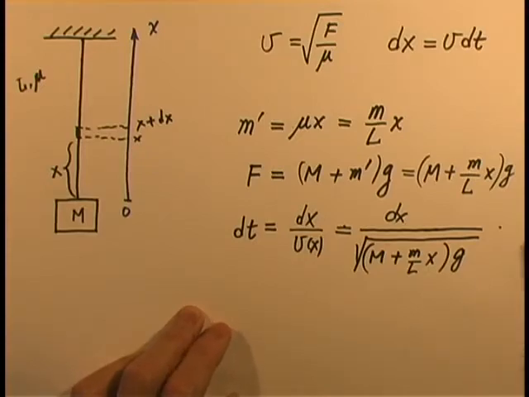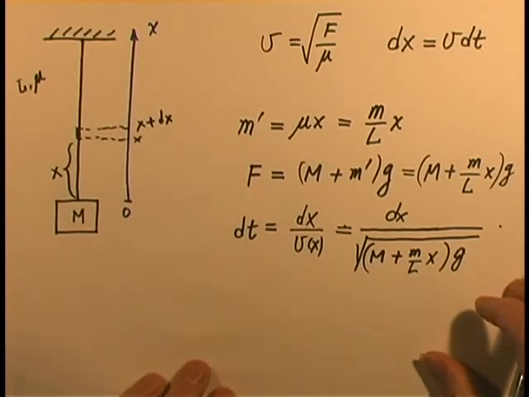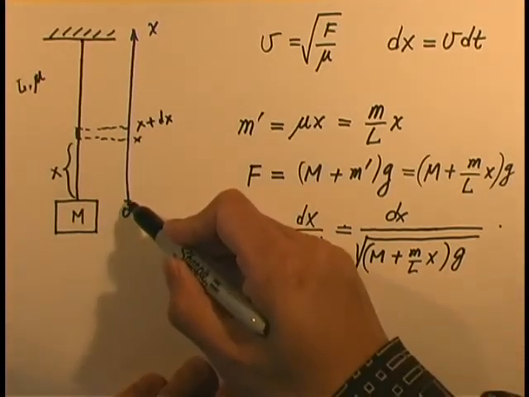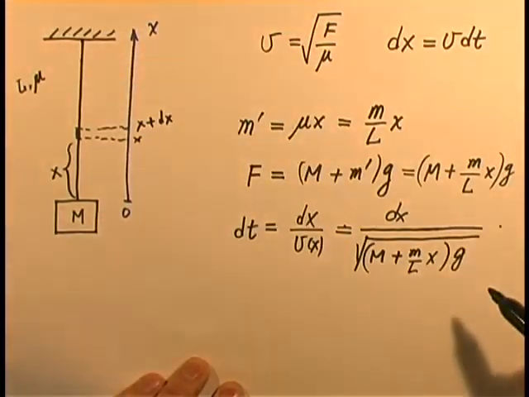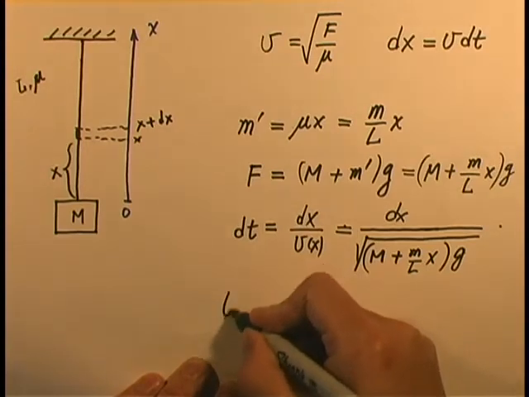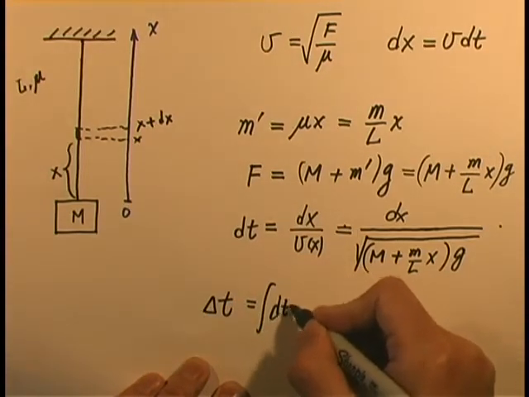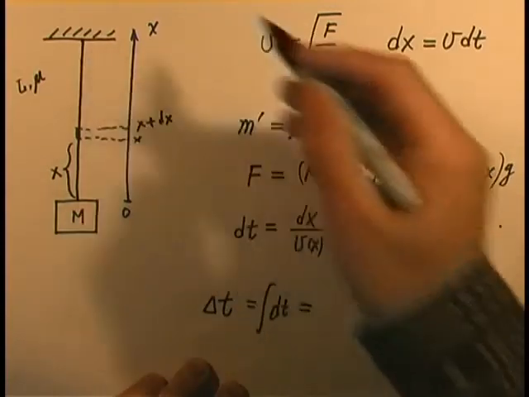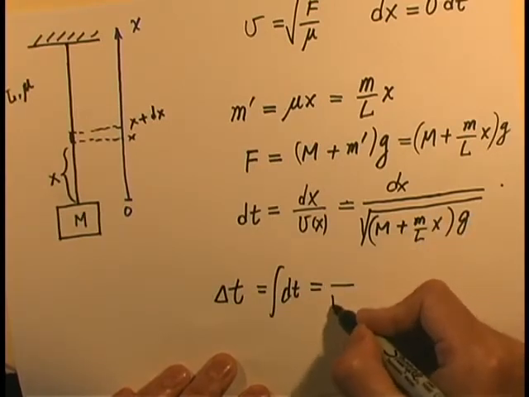What is the total time it takes to go from here to there then? Well, that will have to be the integration over dt, going from x equal to 0 to x equals L. So let's find the total time, delta t, actually. That would be the integration over dt. The other side, you just integrate over dx, x going from 0 to L. So here is the integration. I'm going to take the square root of g out. It's a constant.